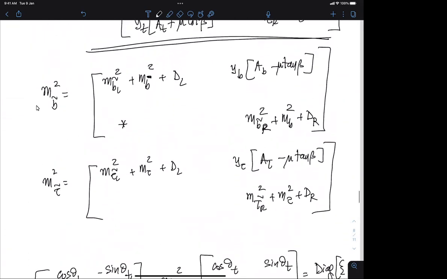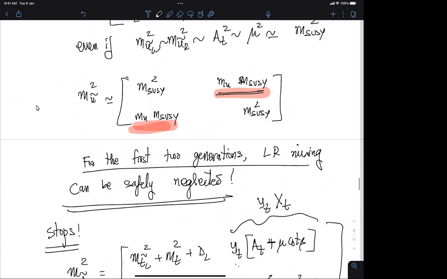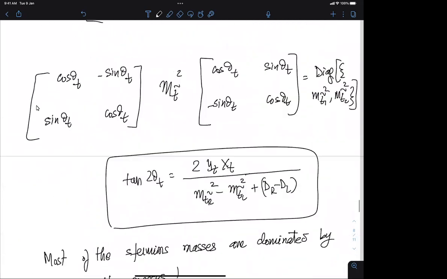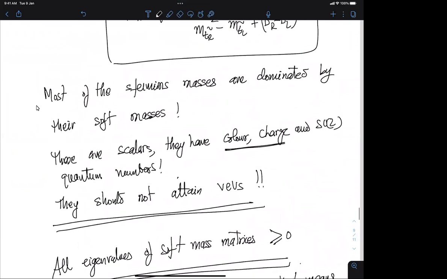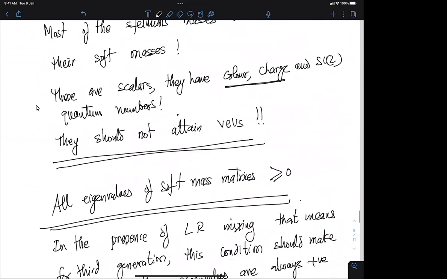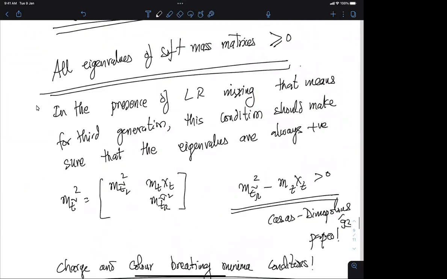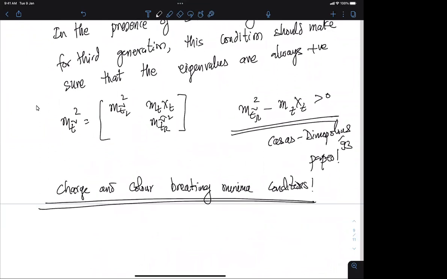So here, if these mass eigenvalues are negative, they can attain a vev. But if the vev is such that our Higgs potential is still the minimum, is that still okay? Or should they never attain any vev? No. Okay.